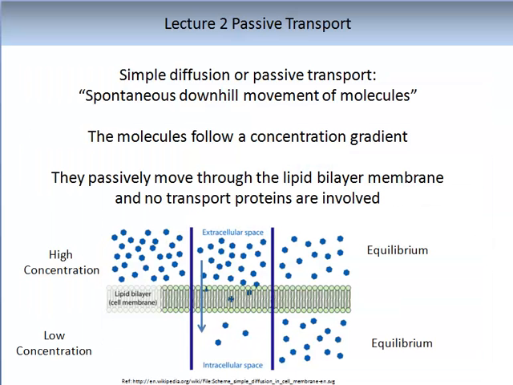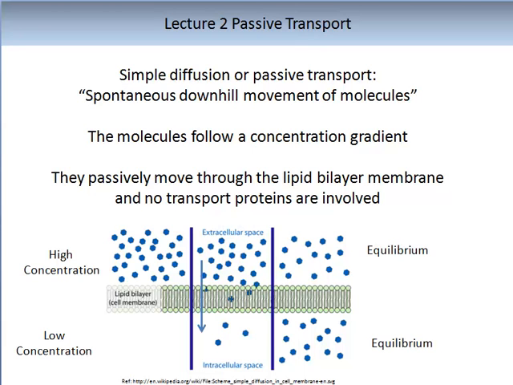Simple diffusion is also called passive transport. You can think of it as a spontaneous downhill movement of molecules and encompasses Fick's law. The molecules follow a concentration gradient. They passively move through the lipid bilayer membrane, and no transport proteins are involved. The image on the slide shows clearly this process.